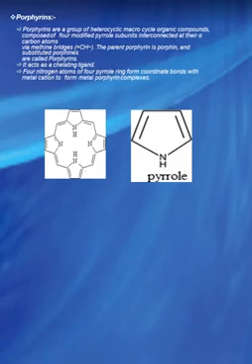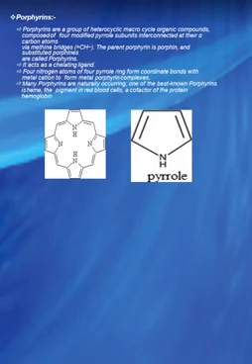Porphyrins are naturally occurring. One of the best known porphyrins is heme, which is a pigment in red blood cells and a cofactor of the protein hemoglobin.